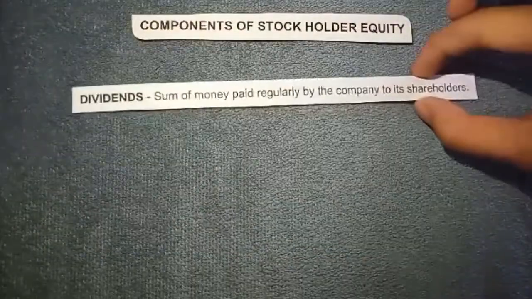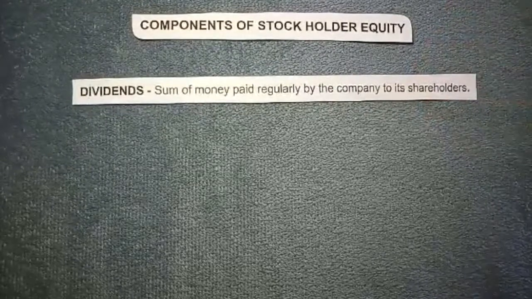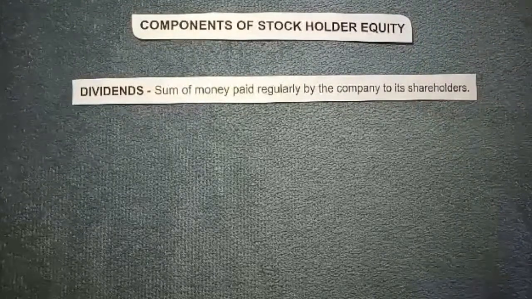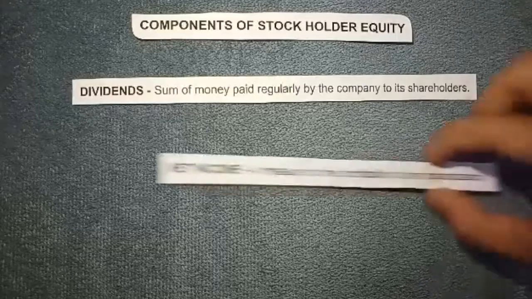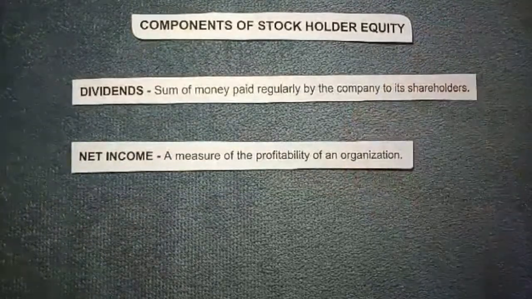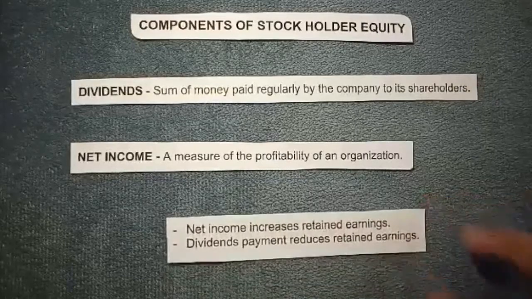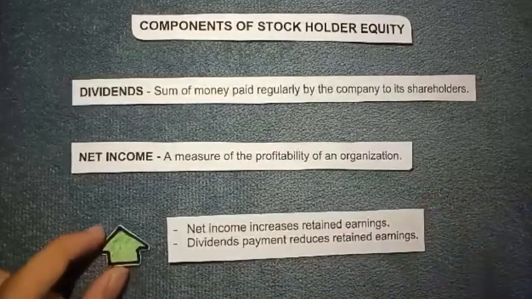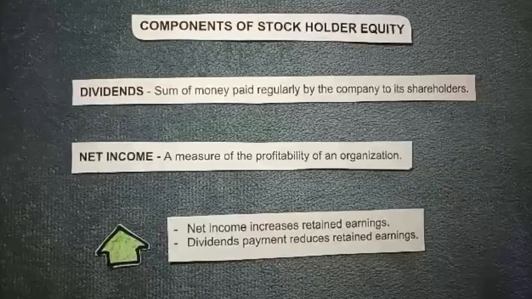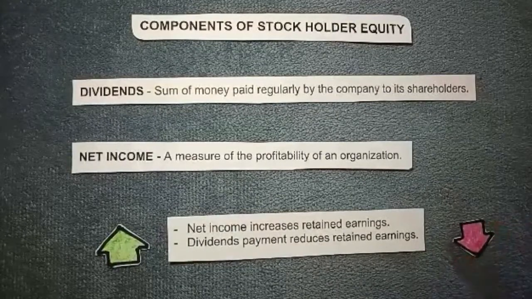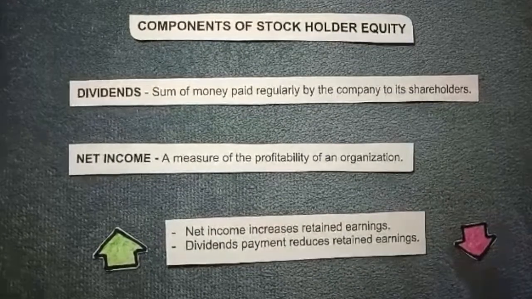Dividends. It is a sum of money paid regularly by the company to its shareholders. Net income. It is a measure of profitability of an organization. Note that net income increases retained earnings, while dividends payment reduces retained earnings.